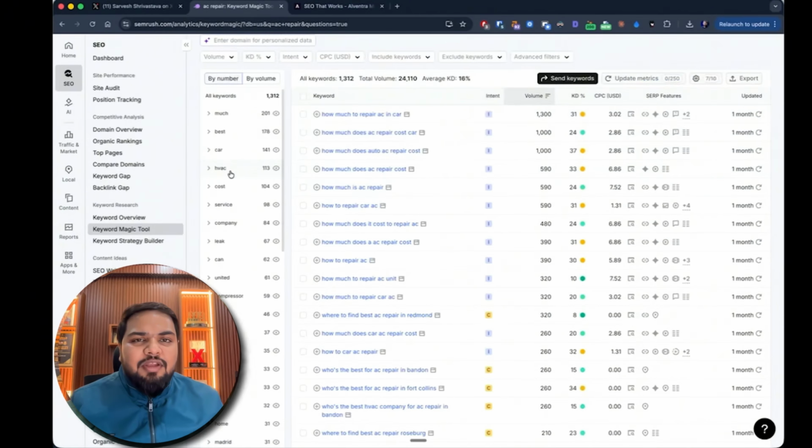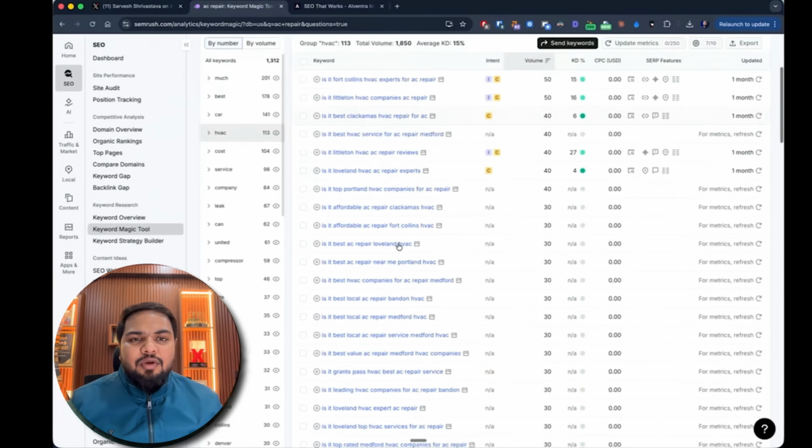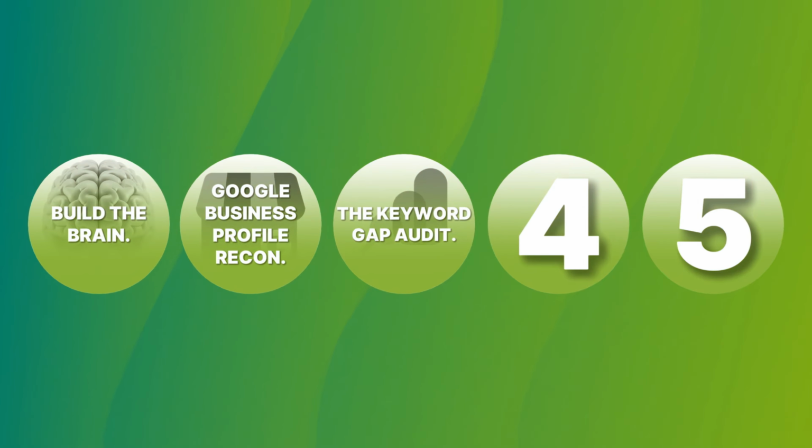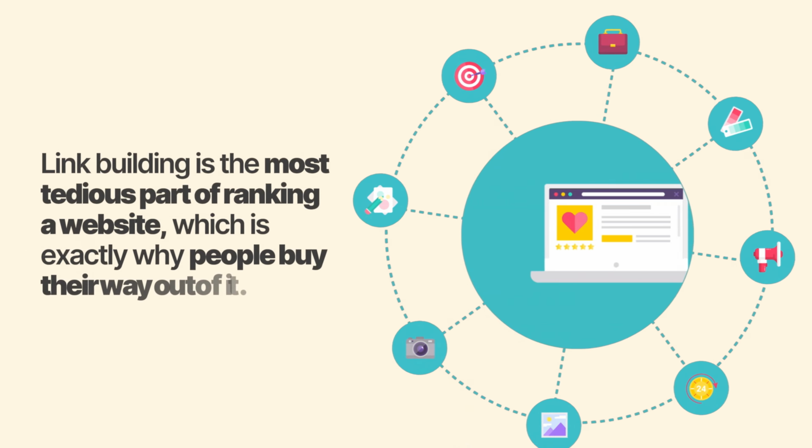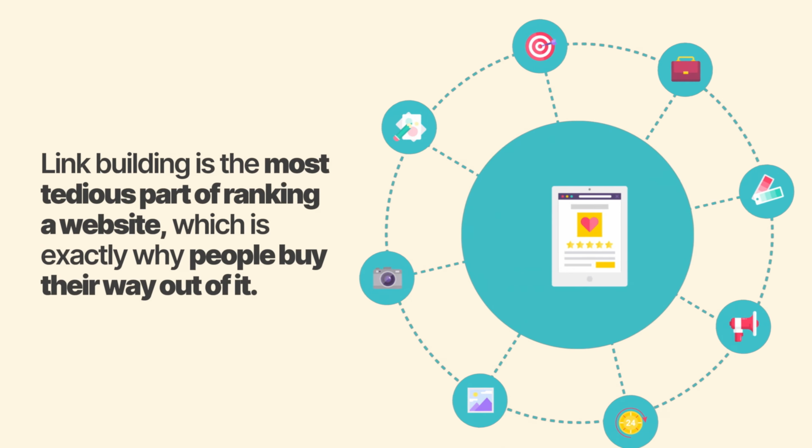What comes back is not a pile of ideas. It is a ranked order of which pages to build first. Step 4. Backlink filtering. Link building is the most tedious part of ranking a website, which is exactly why people buy their way out of it.